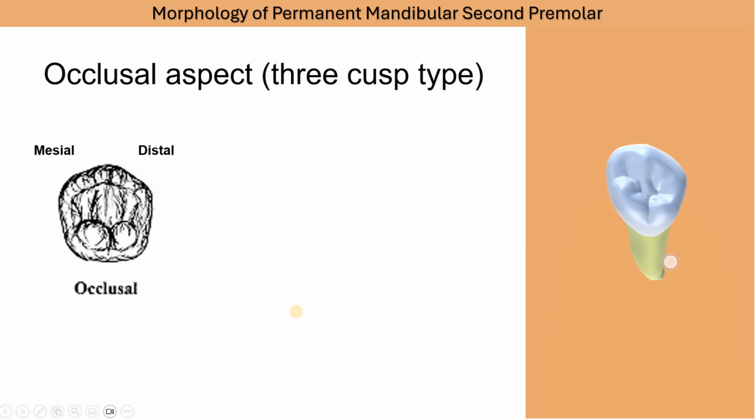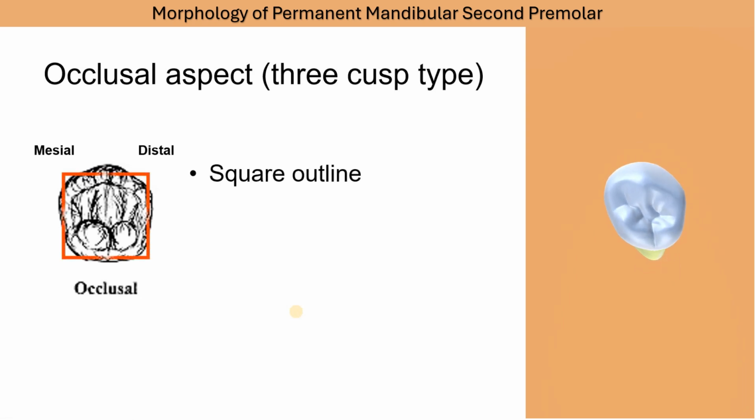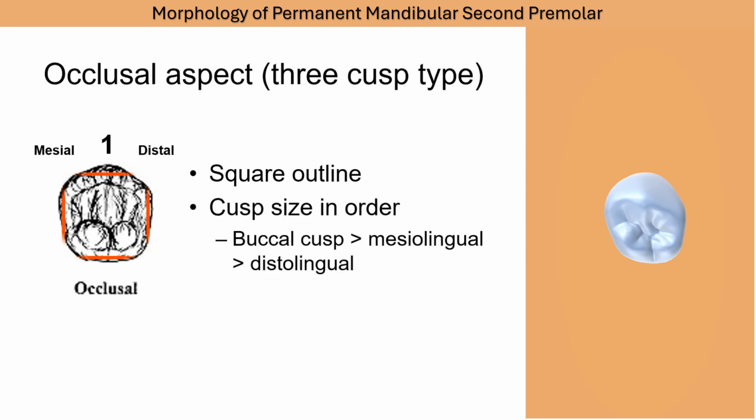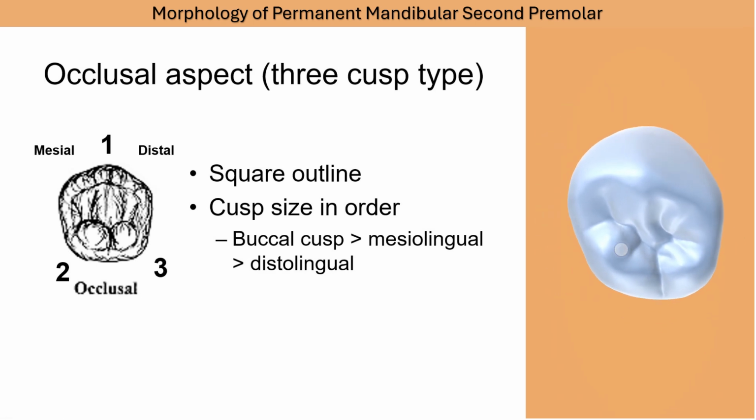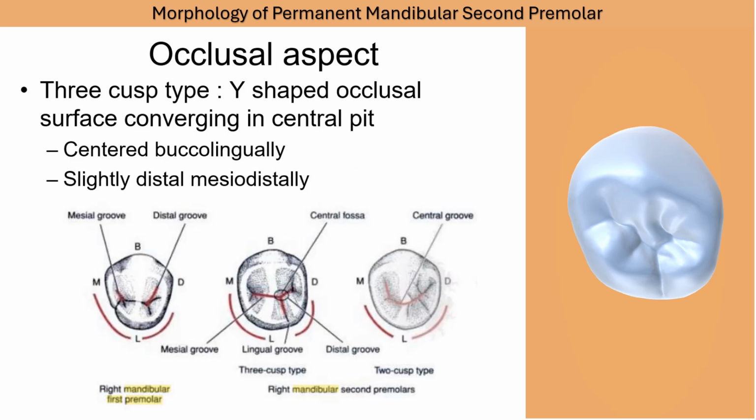Let's move around to the occlusal aspect. From the occlusal aspect, you can see that the three-cusp type has a typical squarish appearance, as you see here. And this square outline has the very typical order, the buccal cusp being the largest, followed by the mesiolingual cusp, followed by the distolingual cusp, and it has this characteristic Y-shaped groove which is noted. And this Y-shaped groove is a very typical feature of the three-cusp type.